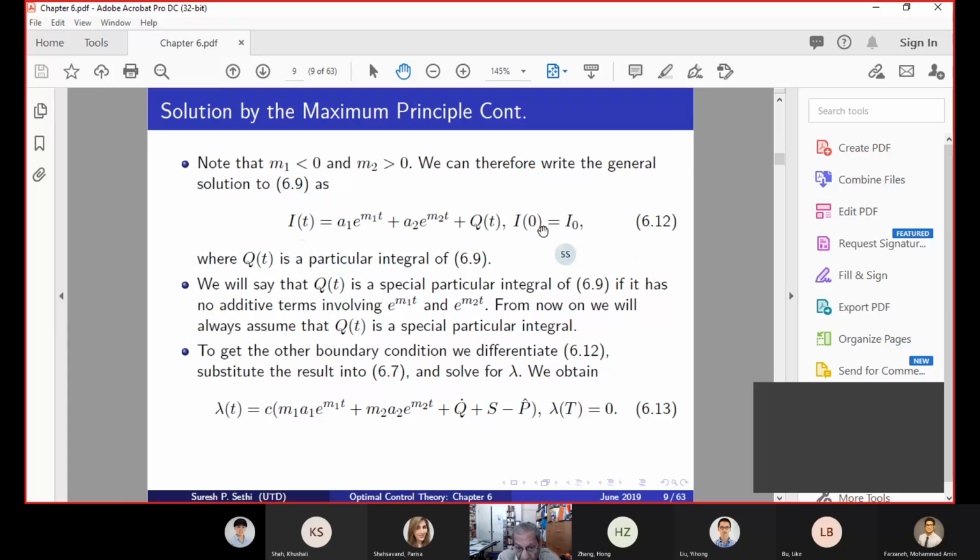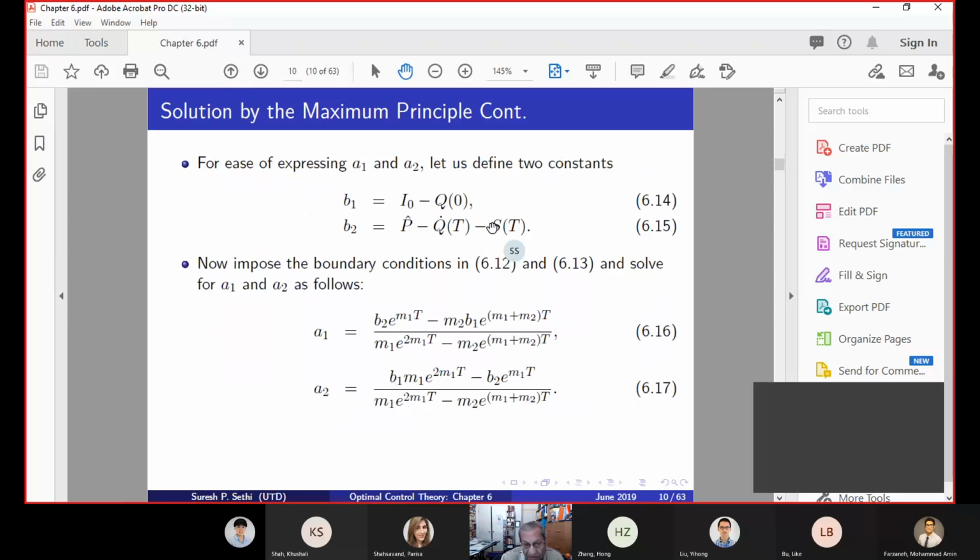You just put 0, and this will become A1 plus A2 plus Q0. And so we can do all of that. And since we know Q2, we also know Q dot. There'll be examples soon.